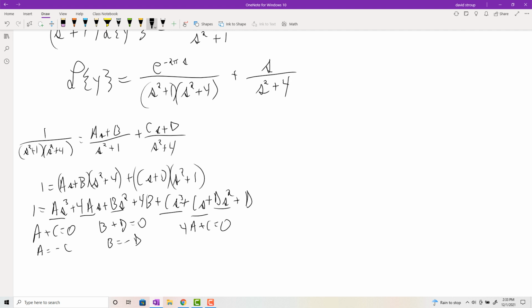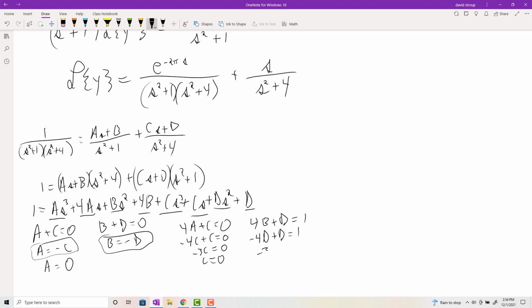That's going to mean a and c are 0 right there, because if you use this, you'll have negative 4c plus c is 0, so negative 3c is 0, so c is equal to 0, and therefore a is also equal to 0. Okay. Then the last equation, 4b plus d is 1. So you use this equation, replace b with negative d, so negative 4d plus d is 1, so negative 3d is 1, so d is negative 1/3, and of course then b will be positive 1/3.